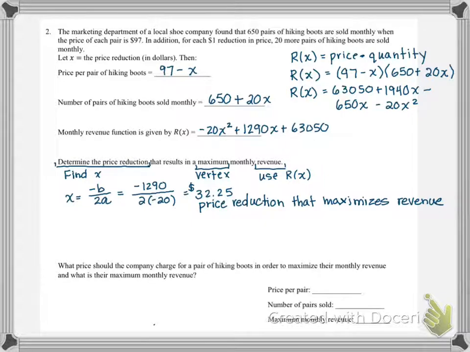Yeah, so I set this up really nicely for myself because now I can just go back and find the word price and be like, oh yeah, the price is 97 minus whatever my x value is. So we have 97 minus 32.25, and that gives us 64.75.